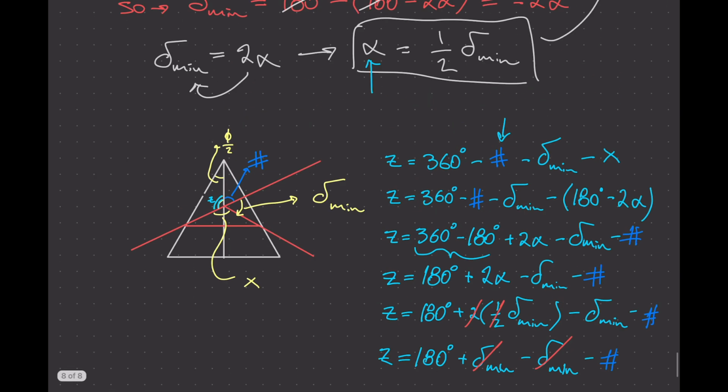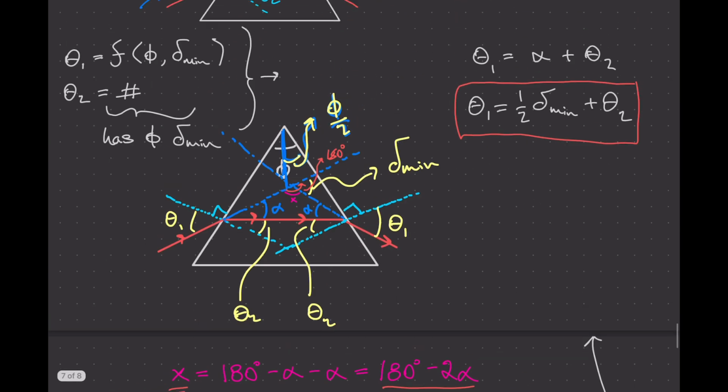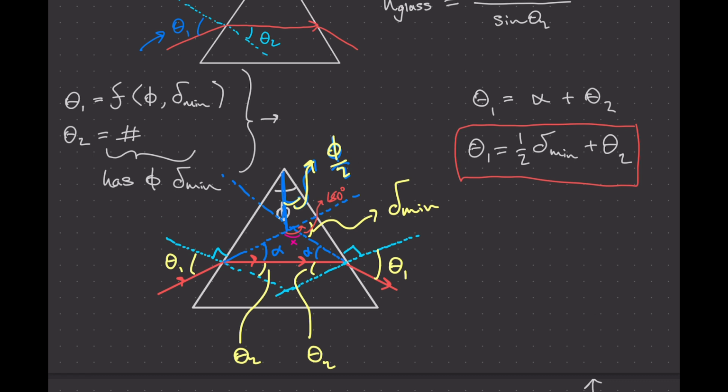And the blue hashtag, we still actually don't know what it is. So this equation here is a little useless unless we find a way to relate that blue hashtag to some other variables that we know. So here I'm looking at the original triangle, and Z is over here, this angle, and hashtag is the one over here. So it's kind of like we have two unknowns. What I would like is to find Z completely in terms of phi and delta min, but I first have to find what this blue hashtag is, which is going to be kind of annoying.